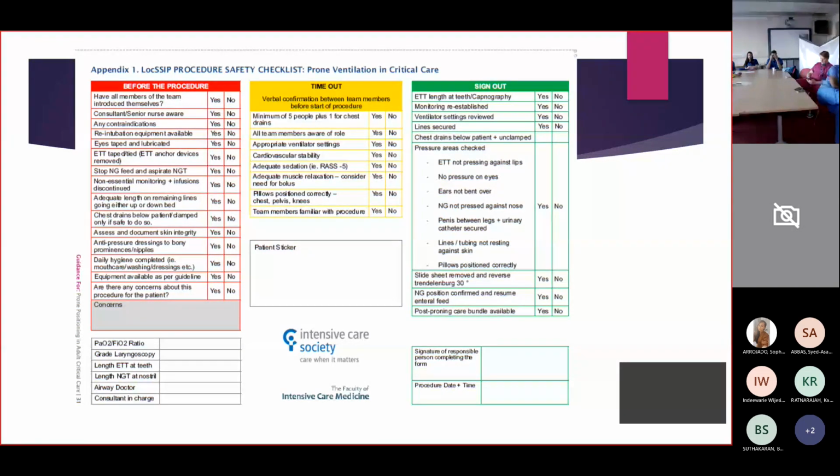check for capnography tracing, make sure that all monitoring is re-established and the patient is stable, review the ventilator settings, make sure the lines are secured, chest drains below the patient, and always check for pressure areas, endotracheal tube not pressing against the lips, no pressure on the eyes, ears are not bent over, there is no pressure by the NG tube, the penis is between the legs and catheter secured, and any line or tubing is not resting against the skin, pillow positioning, and then the slide sheet removed and reverse Trendelenburg of 30° given. NG tube position confirmed, post proning care bundle, is this available, yes or no?